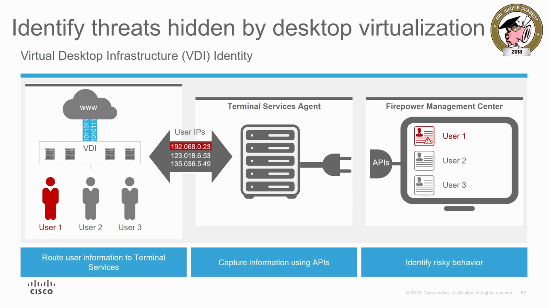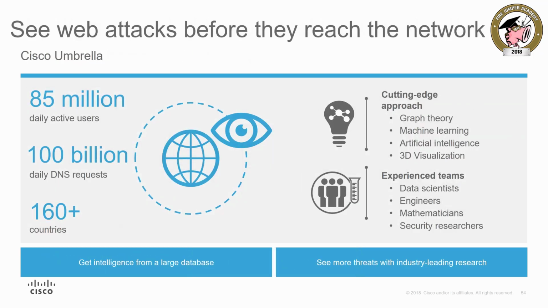Cisco Umbrella delivers DNS-based threat intelligence by tracking 85 plus million daily active users and 100 billion plus daily DNS requests from over 160 countries to build a large global database of known threats. With experienced teams of data scientists, engineers, mathematicians, and security researchers, Cisco Umbrella spots threats that traditional systems simply cannot. This is enabled by a cutting-edge approach to developing threat intelligence built on graph theory, machine learning, artificial intelligence, and three-dimensional visualization.